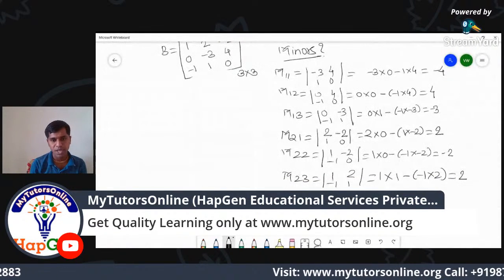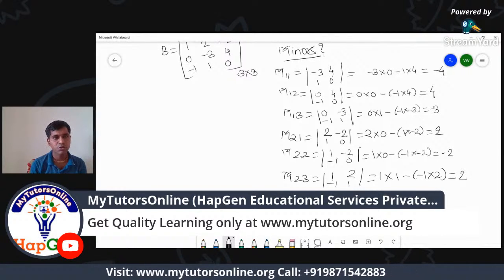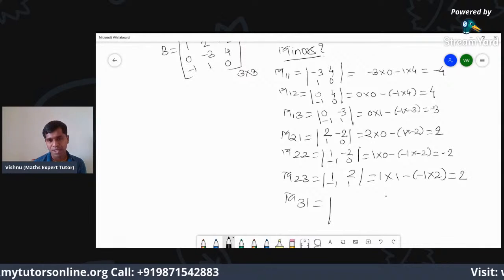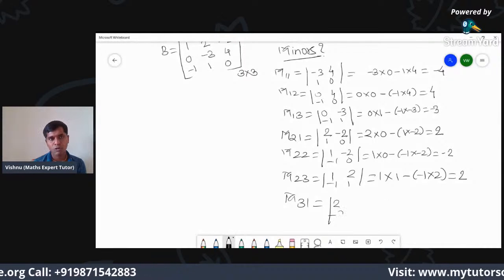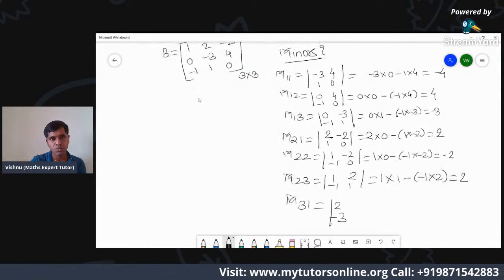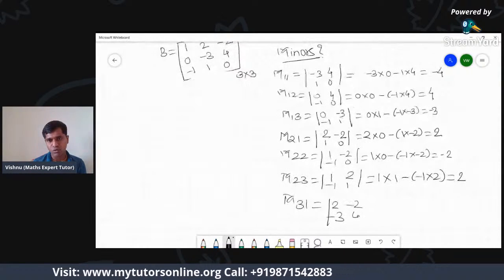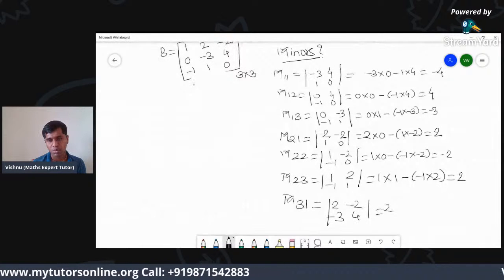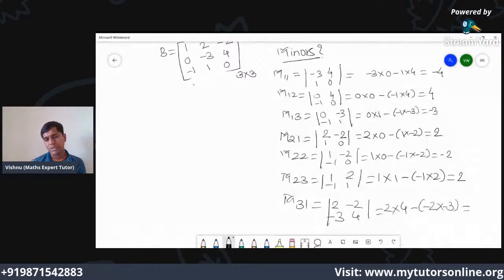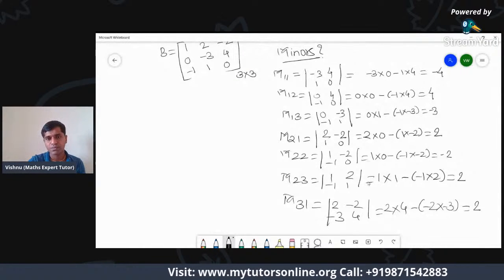Let us calculate for the third row. So M31. Third row, first column. 2 minus 3, 2 minus 2, 4. So this is going to be 2 into 4 minus 2 into minus 3. That is minus 6 and 8. So it is going to be again 2.